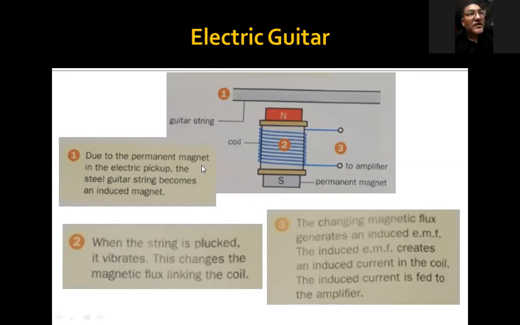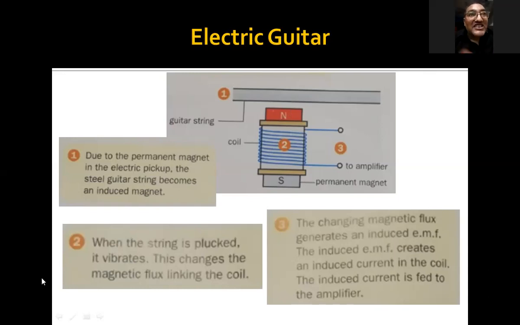Okay. Due to the permanent magnet in the electric pickup, the steel guitar strings become an induced magnet. So these are the strings. These strings are of steel. So they also become magnetized due to this permanent magnet.